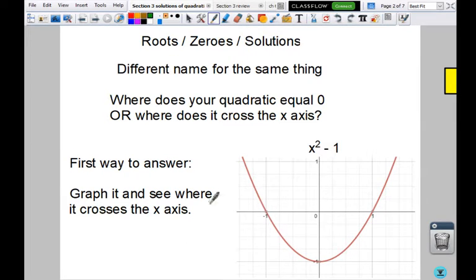So the first way to answer is graph it and see where it crosses the x-axis. So there's actually two answers here. My x-axis is left and right. I have an answer here at -1, and an answer at 1. And when I talk about solutions, I say x equals, because for my solutions, y is always 0. I need to figure out what is x when y is 0. X is -1 and x is +1.